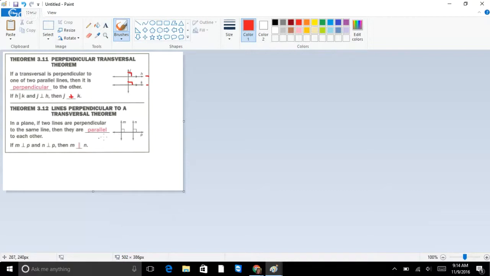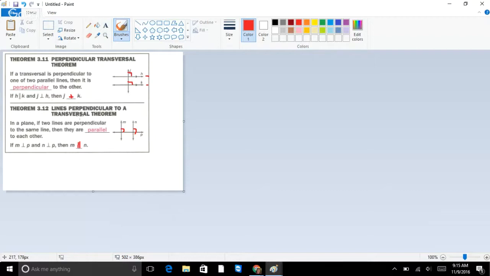Okay, and the other theorem, 3.12, kind of takes a flip off of that, kind of the reverse. So this one says, okay, well, we know that M is perpendicular to P and N is perpendicular to P. So if M is perpendicular to P and N is perpendicular to P, these are both perpendicular, then we know that the two lines are parallel to each other. So this is a little bit of a different take on the same kind of concept. We know that both of these lines are perpendicular to P, which would make them parallel to each other.